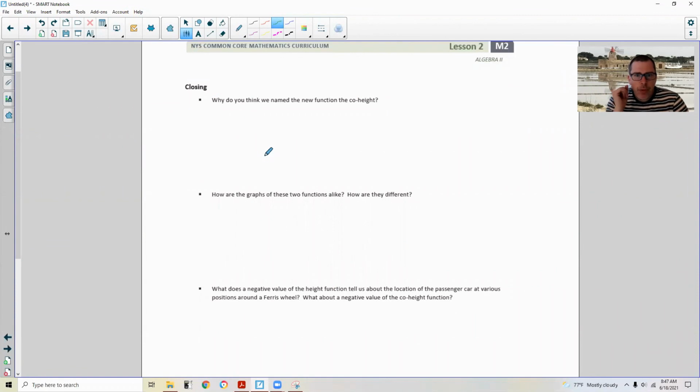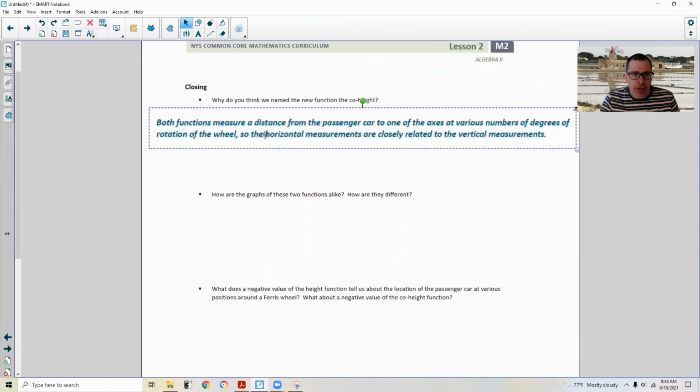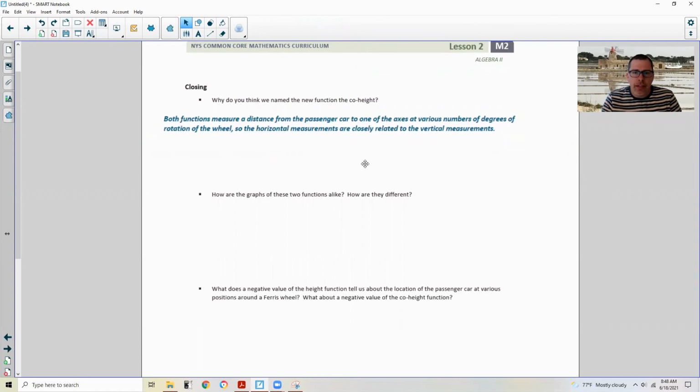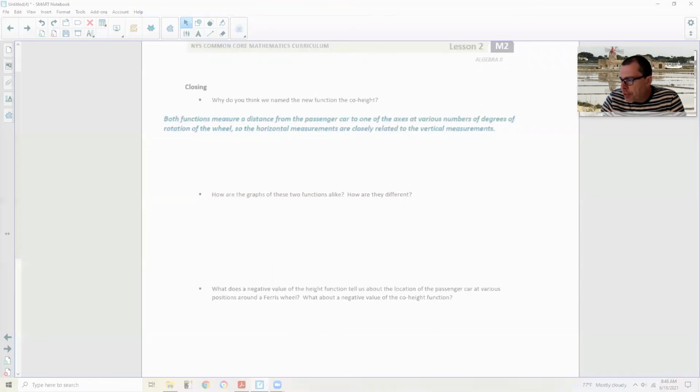So it says, why do you think we named the new function the Kohheit? All right, so both functions measure a distance from the passenger car to one of the axes at various numbers of degrees of rotation by the wheel. So the horizontal measurements are closely related to the vertical measurements. The next one says, how are the graphs of these two functions alike and how are they different? Okay, so I kind of already mentioned that, but let's put it into words.